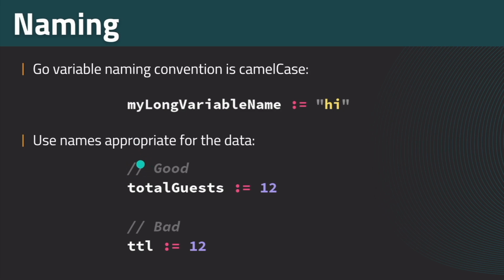Also, these are code comments. Double slashes is a code comment, which is ignored by the compiler and just allows you to leave notes for yourself and other developers.